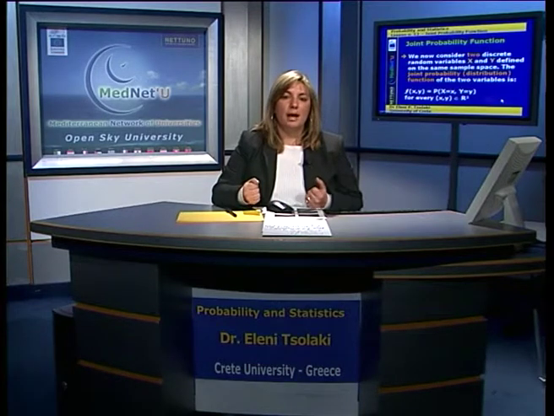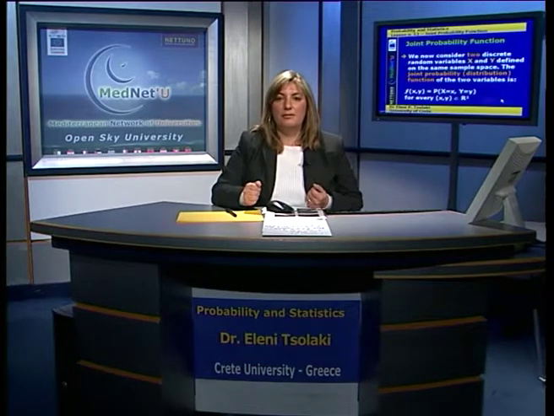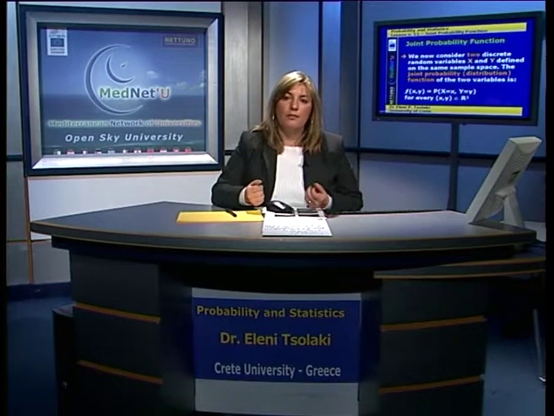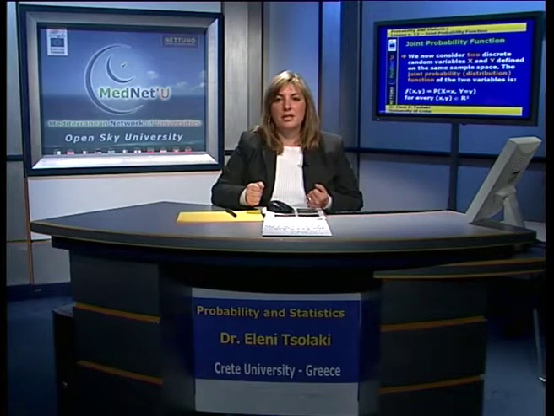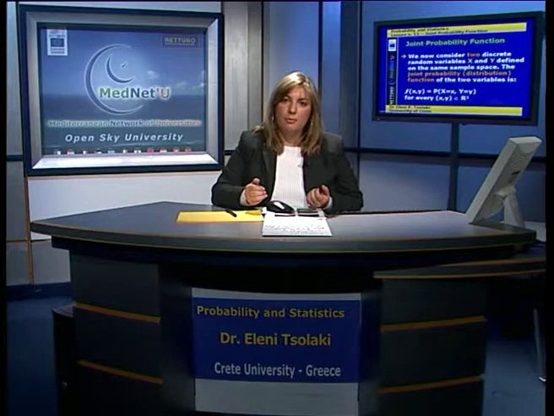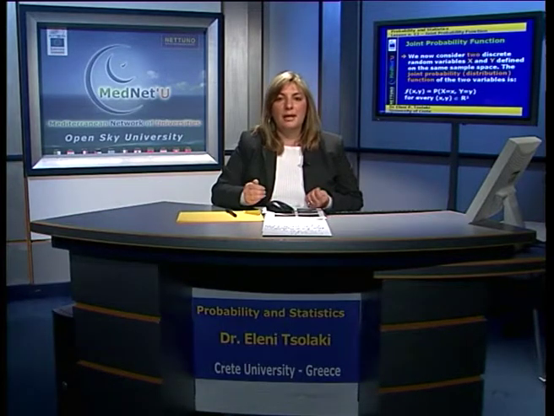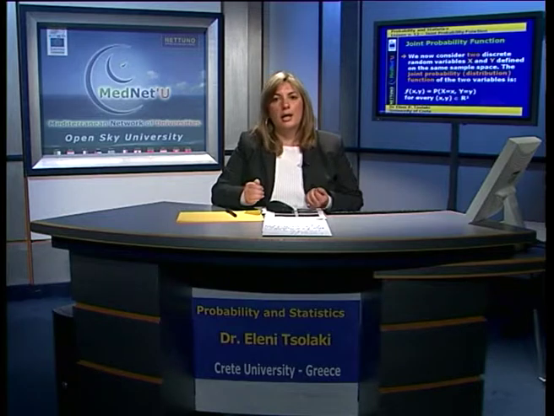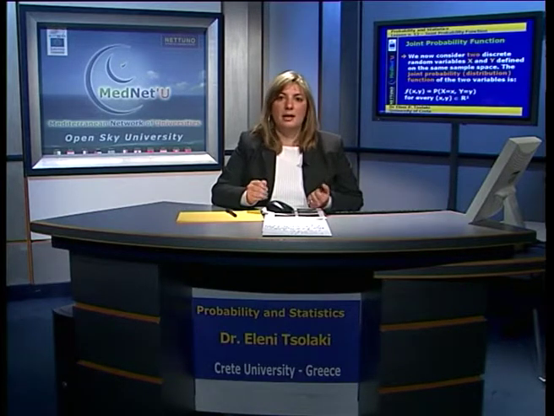What the joint probability function is, actually, is a generalization of the probability function we have seen for one random variable. For one random variable, in the discrete case, it was the probability of x equals some value x, and for two random variables, it is the probability that x and y will take at the same time some value x and y respectively.